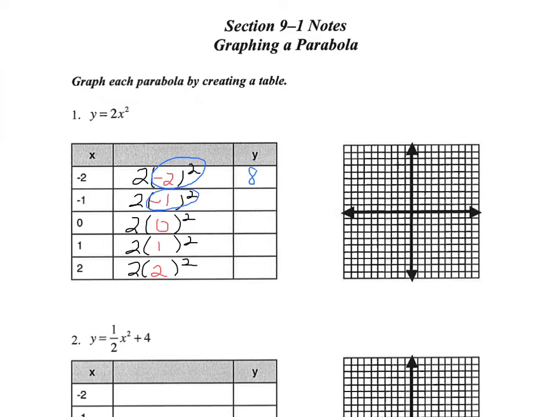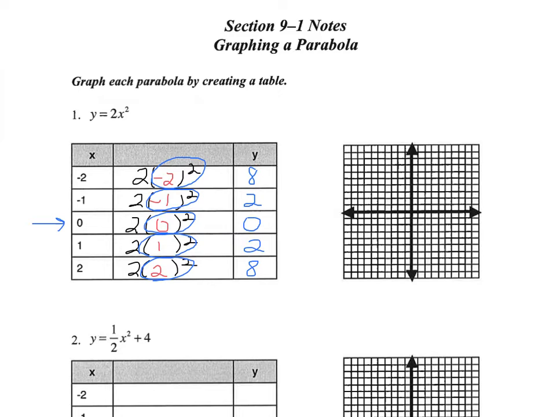-1 squared is +1. Then take it times 2. We get +2. If I take 0 squared, I get 0. And if I take 2 times 0, I get 0. 1 squared is 1. Take that times 2. 2 times 1 is 2. And if I take 2 squared, I get 4. 2 times 4 is 8. Notice that there's some symmetry in the table. As long as my vertex is in the middle of the table, and in this case 0, 0 is my vertex, then I will see symmetry.